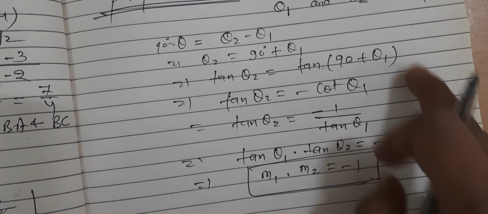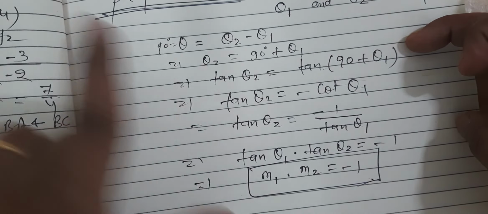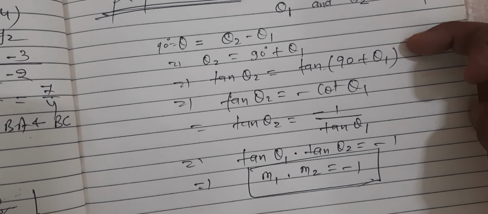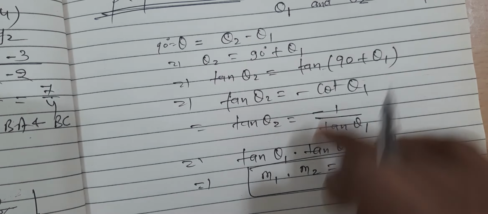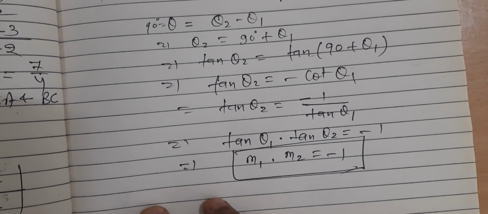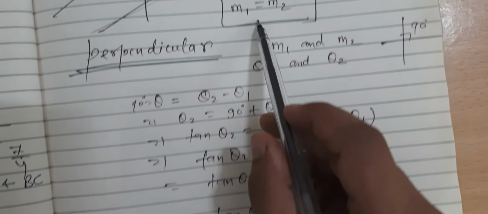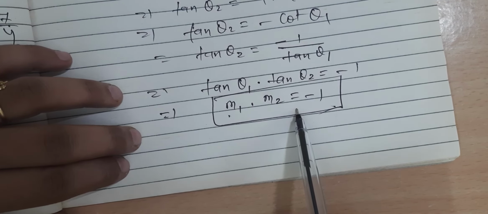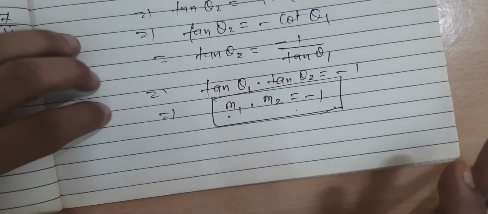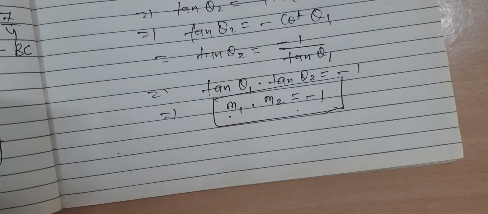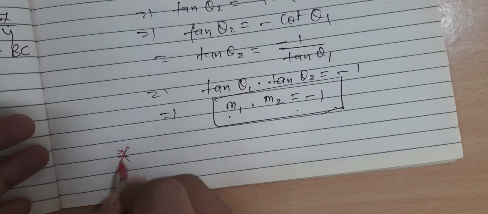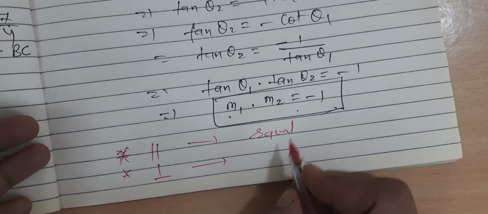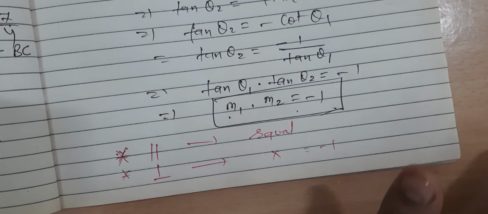If you didn't understand this, first go and check the relation for the angle between the lines; you can understand this from that derivation. So in simple words, when two lines are parallel, the slopes are equal. When two lines are perpendicular, the product of their slopes is minus 1. That's it. This is the first thing we need to keep in mind.